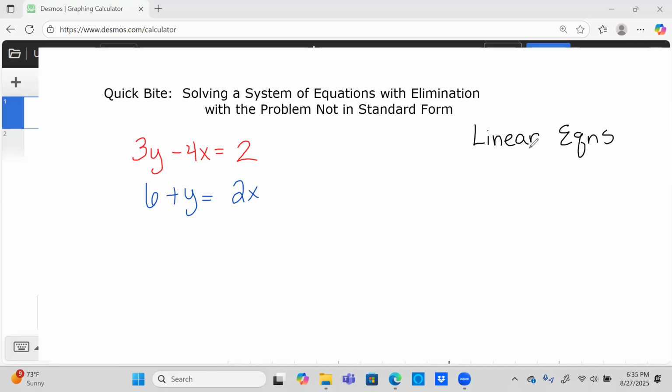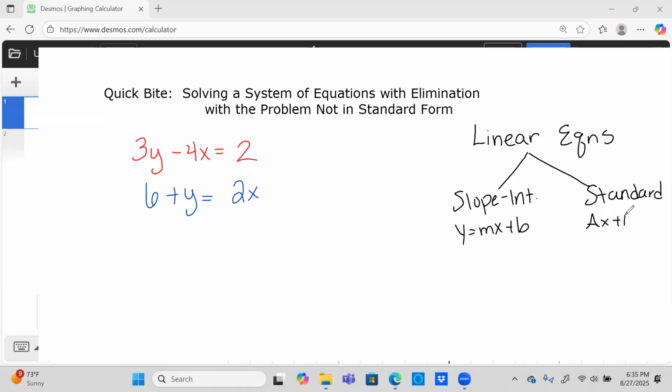And usually with linear equations, we can have two forms. Now there are more than this, but these are the two most popular and most useful: slope-intercept, which is y equals mx plus b, and then there's standard form, which is ax plus by equals c. And standard is the one we want to use when we're solving systems by the elimination method.